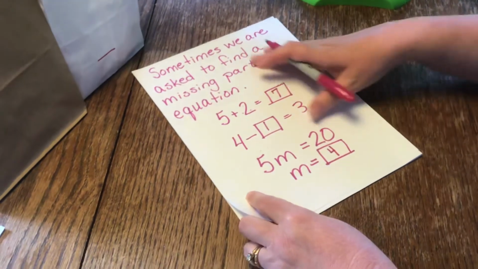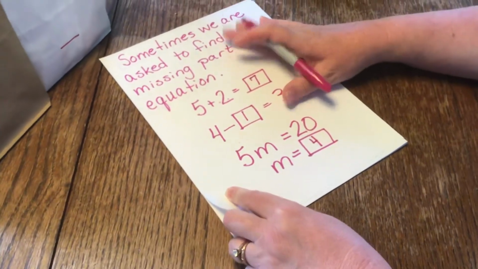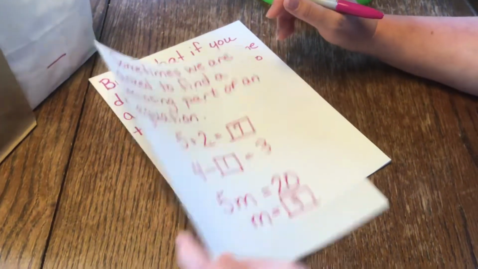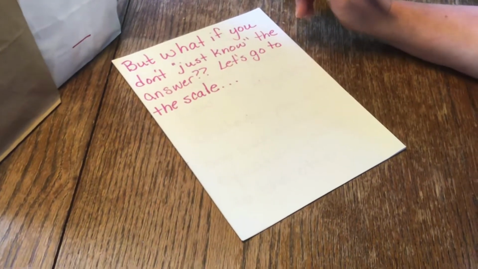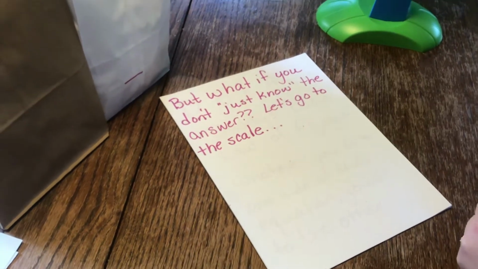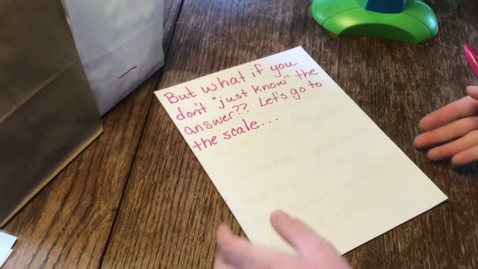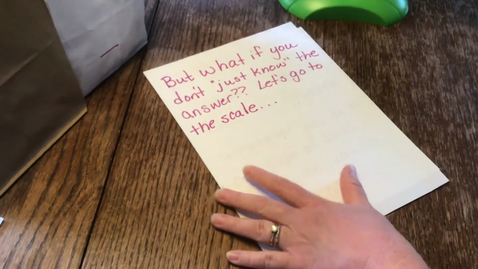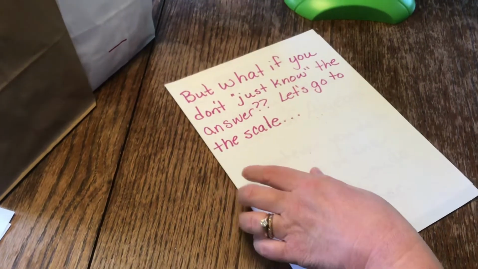All of these were problems that you could do in your head with probably half your brain tied behind your back. But what if you don't just know the answer? What if it's not one you've done so many times that you just automatically know? Well, we're going to go to an actual scale to figure this out.